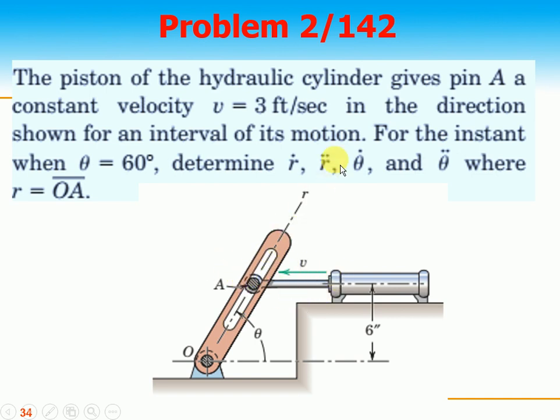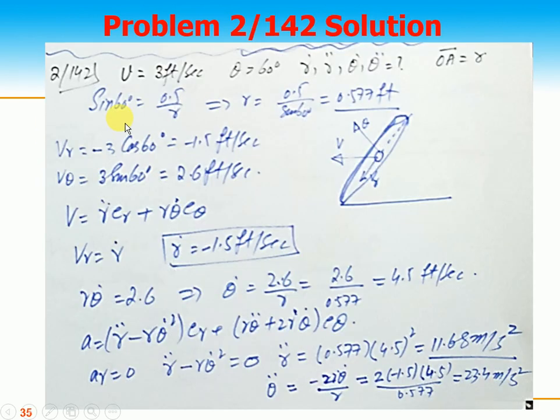So when we take this, of course, this is the radial direction and this is the theta direction. This height is 6 inches, which is given to us. With the help of this, we can find the value of r at that particular instant. So v is equal to 3 feet per second, theta is equal to 60 degrees, r double dot and theta double dot are unknown, and OA is r.